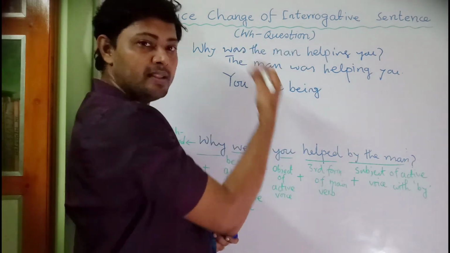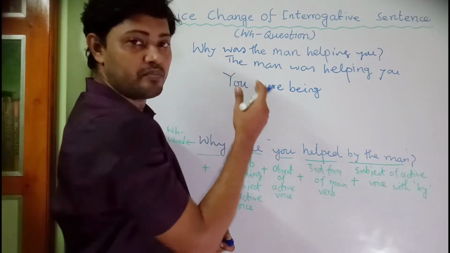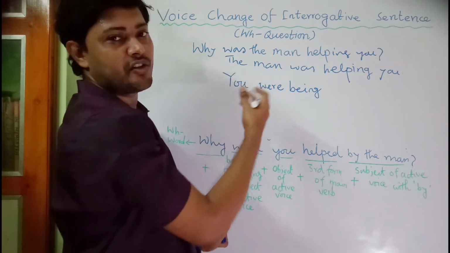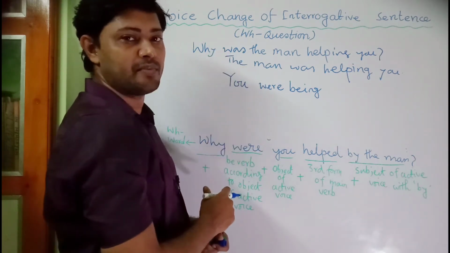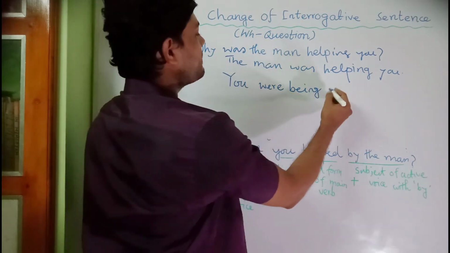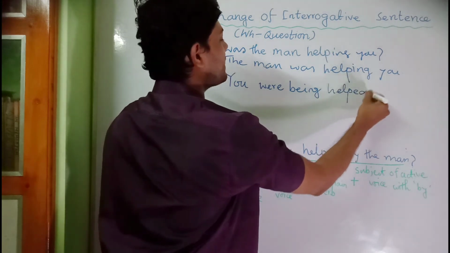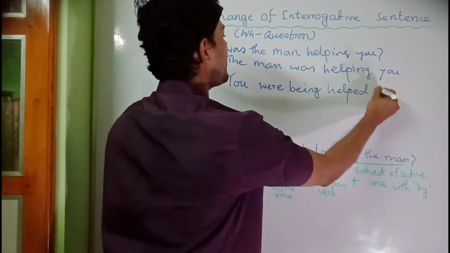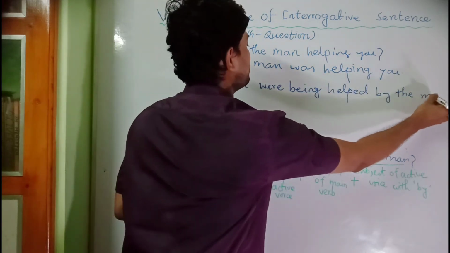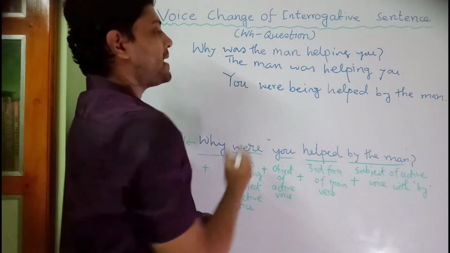I have explained all these basic rules in the first lesson. Okay, so if you have not watched that video and you have not mastered those rules, first watch that video, because this is the basic. You were being, third form of the verb, main verb is help, so it will become helped. You were being helped by, then comes the subject of the active voice, the man. So it has become the passive voice.